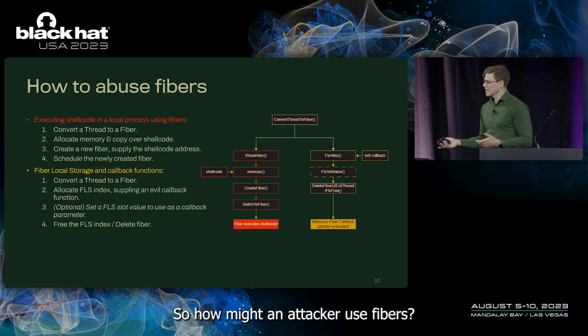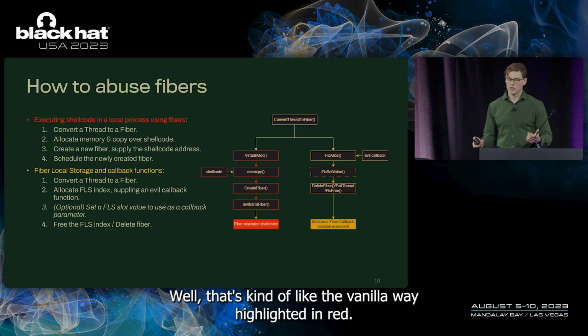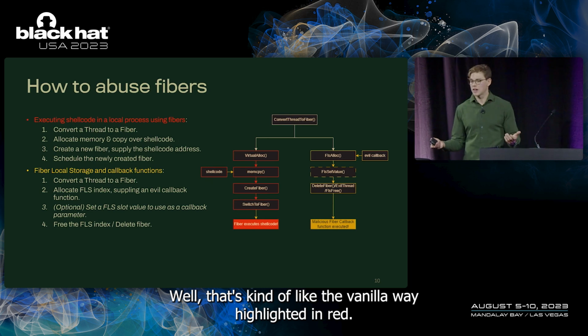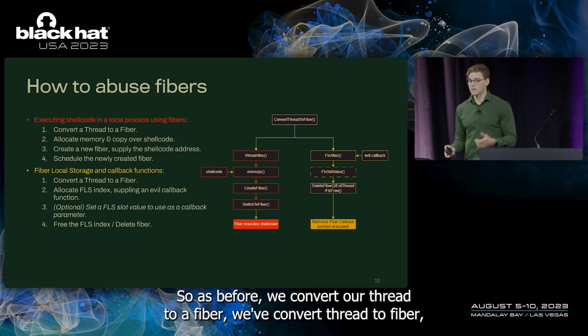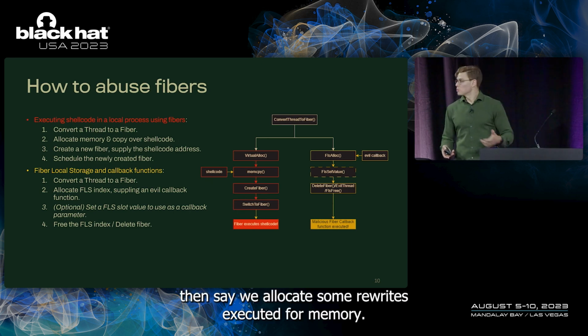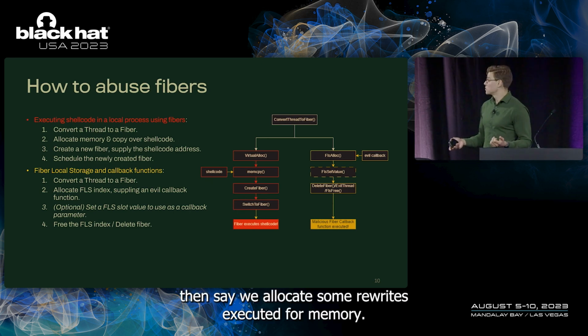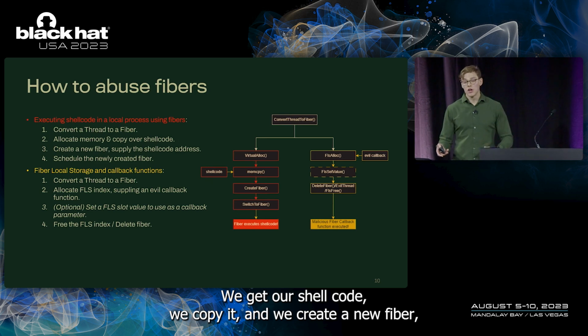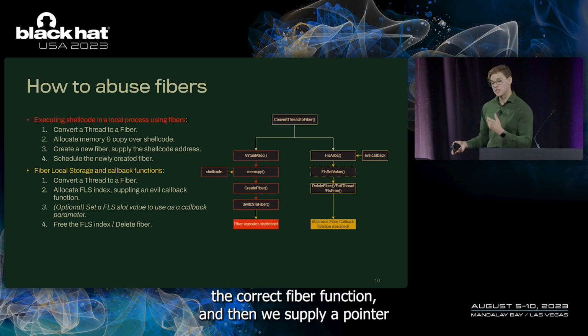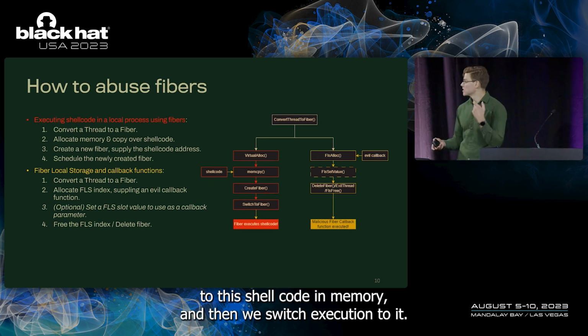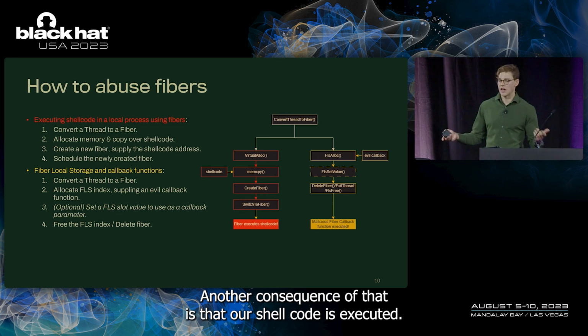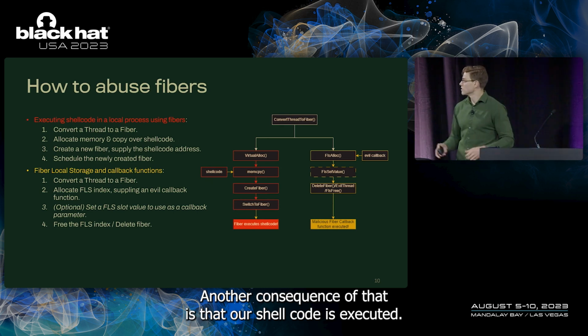So how might an attacker use fibers? Well, there's the vanilla way, highlighted in red. As before, we convert our thread to a fiber with convert thread to fiber. Then, say we allocate some read-write executable memory, we get our shell code, we copy it in, we create a new fiber with the create fiber function, and then we supply a pointer to this shell code in memory, and then we switch execution to it. The consequence of that is that our shell code is executed.